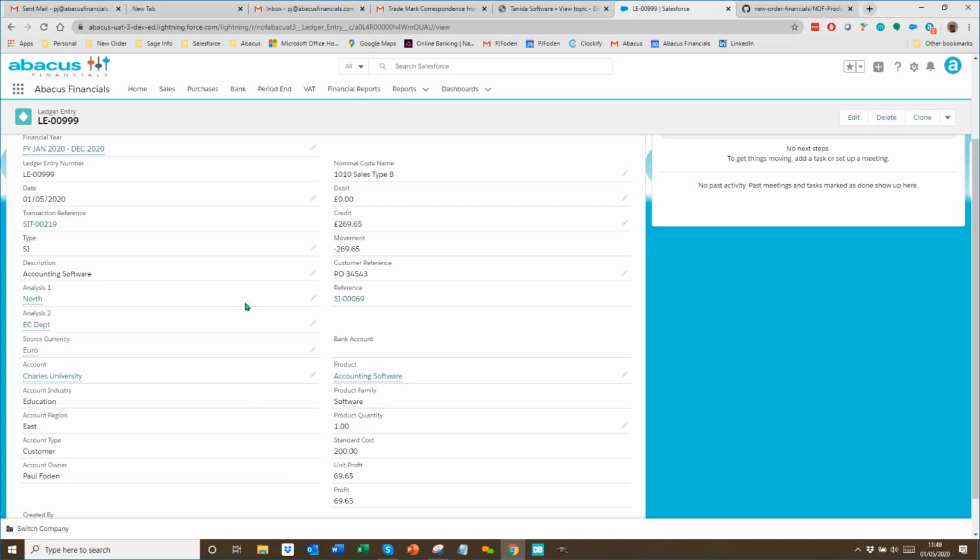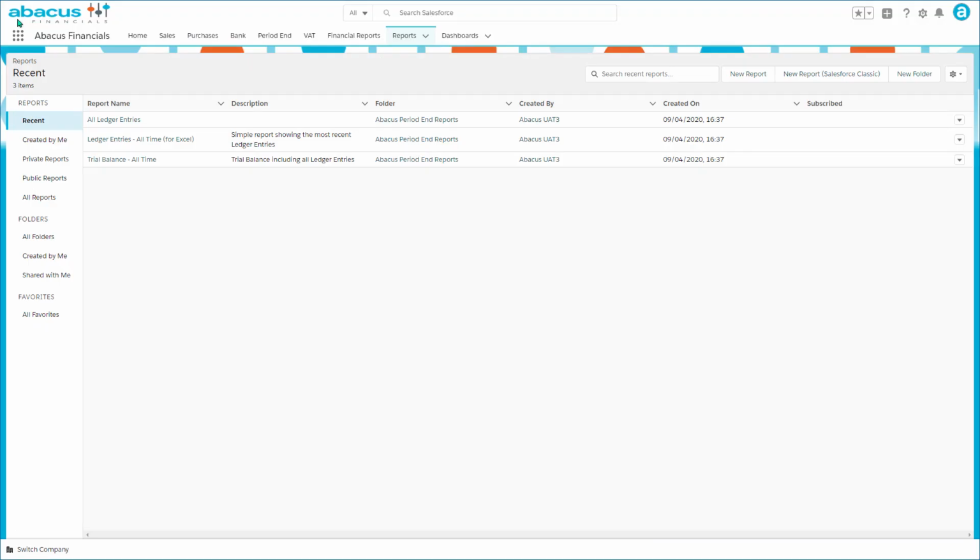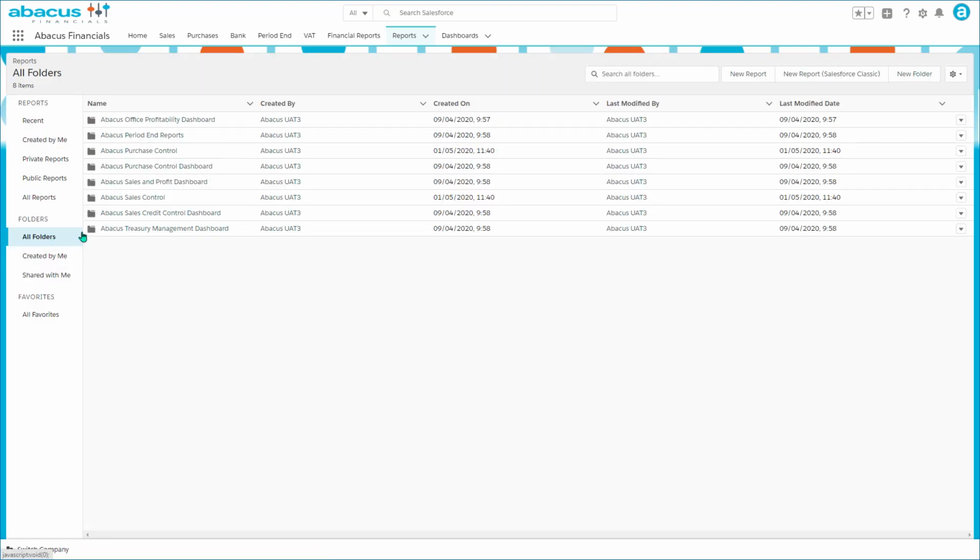So for example, you can bring in information from the account object or from the product object. These can be custom fields that you've created for your business. If you want to find out more about building reports in Abacus, we would strongly recommend the relevant Salesforce Trailblazer module on report building. This will teach you all you need to know. We deliver quite a lot of reports, so to make them easier to manage, we have them organized into folders, and these are all shown here, and they correspond with the dashboards, which we're looking at in the next module.